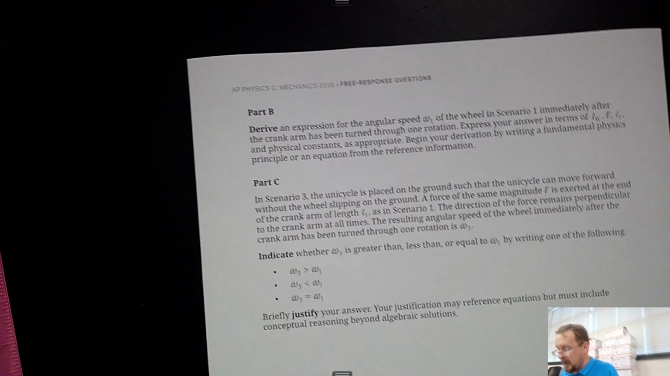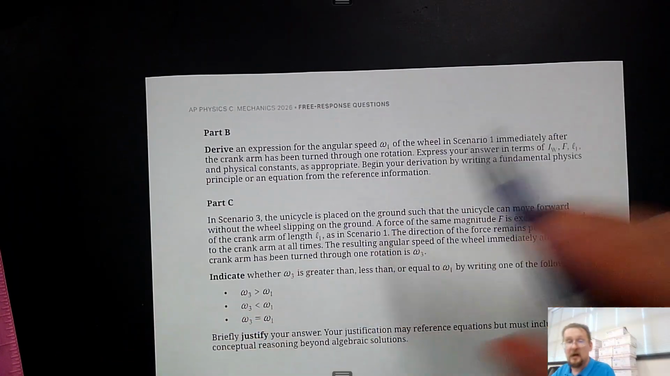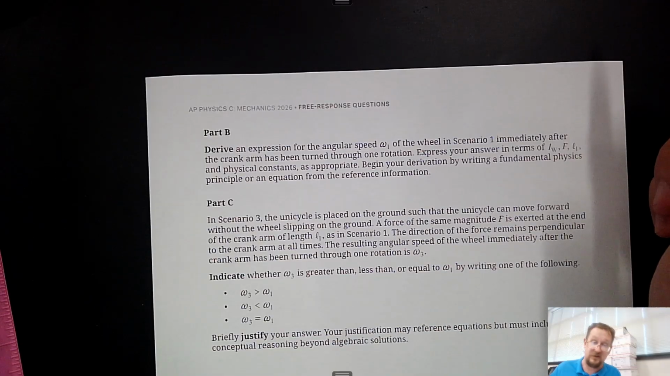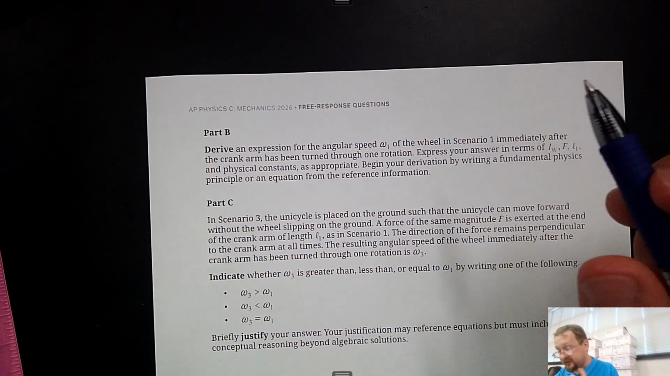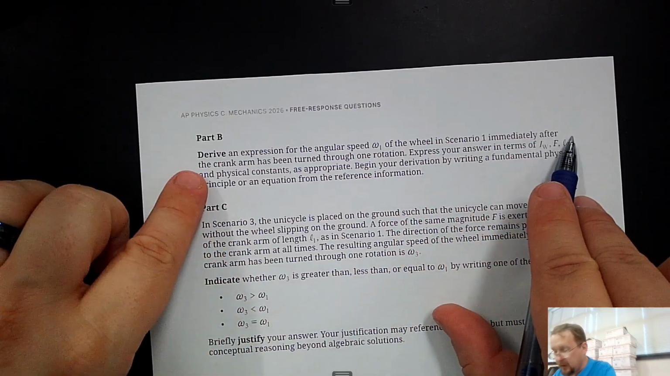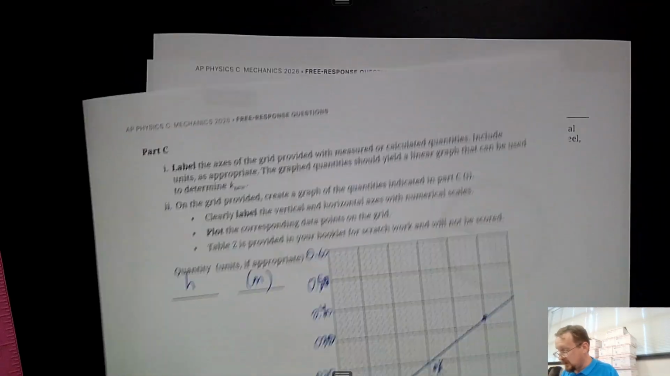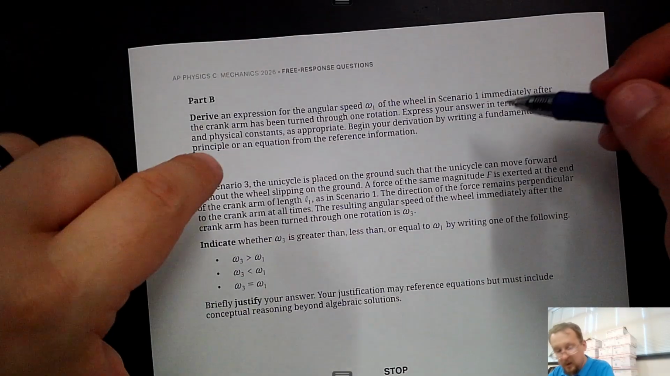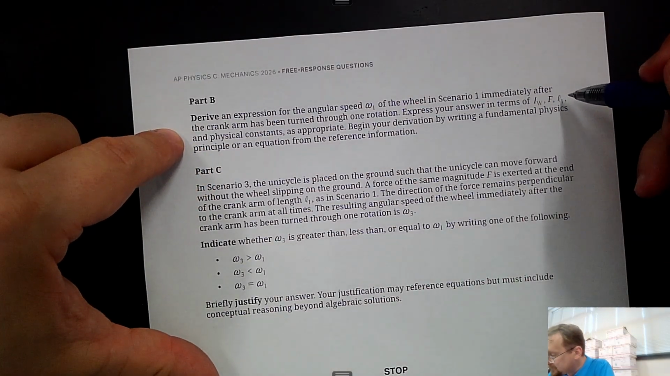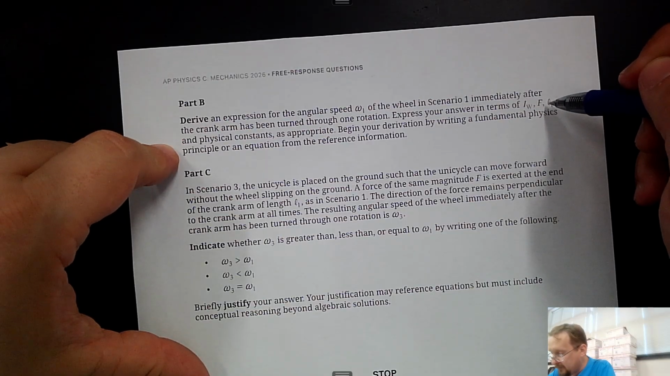All right. Derive an expression for the angular speed omega 1. This is such an AP Physics 1 question. So the first two questions were terrible, but these last two could have been AP Physics 1 in my opinion, okay? The only thing that made this one a little tricky is that they did not derive this equation for you, but it should have been a pretty easy question to derive. Sometimes they just give you the equation straight up. Okay, so what am I going to say? Express your answers in terms of the I of the wheel, the force, L1, and physical constants.